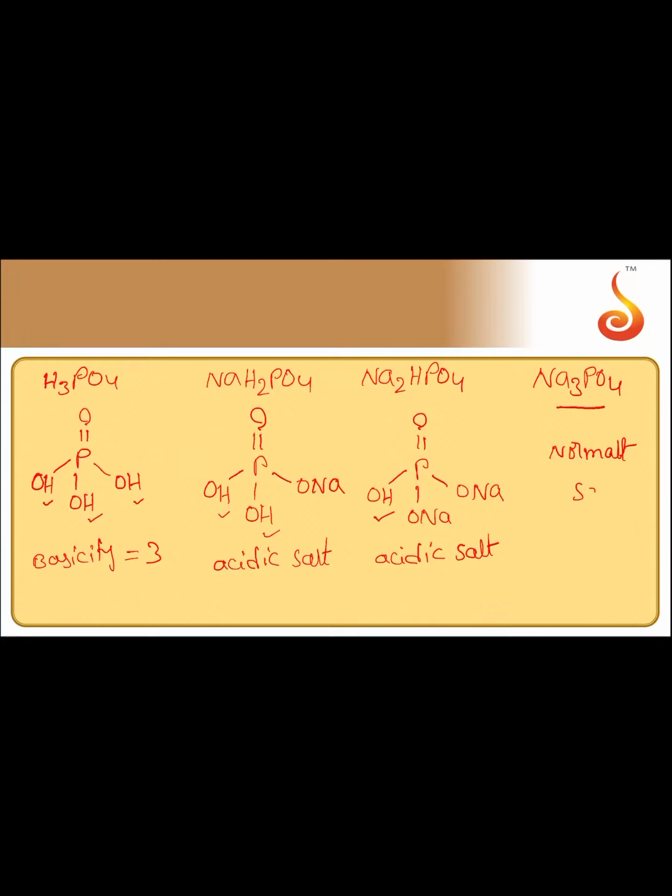So if the salt is having the acidic hydrogen, then it is considered as an acidic salt. If the salt is not having acidic hydrogen, then it is considered as a normal salt. We'll take one more example. For example, H3PO3, if you take H3PO3, structure of the H3PO3 is, it is having 2 OH groups and 1 P double bond O and 1 PH bond.